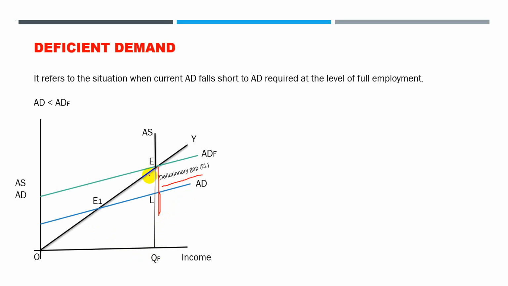It indicates that aggregate demand is EQF, which is just equal to the aggregate demand required for full employment level of output, that is OQF. Hence, point E represents full employment equilibrium. This point is the full employment equilibrium. Suppose aggregate demand curve becomes ADF or AD1.